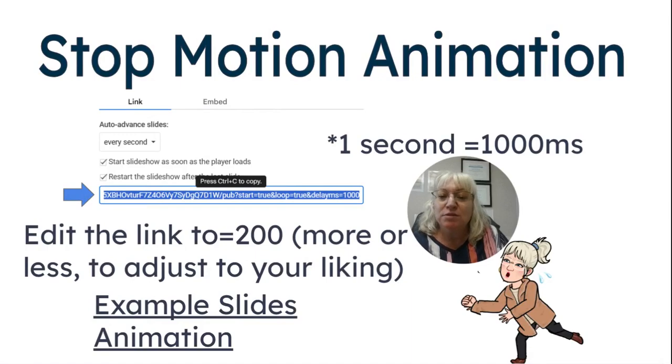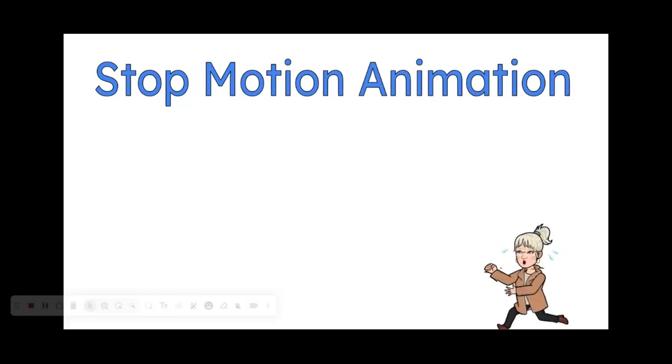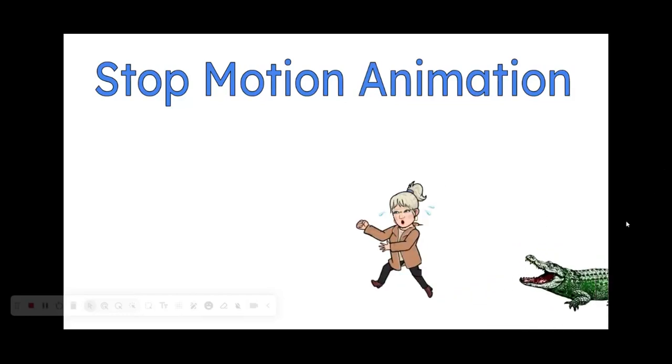The link isn't posted anywhere until you have put it someplace. So in this case, I'm only embedding it here on my slides. I'm going to edit my link, and instead of it saying 1000 milliseconds, I'm going to change that 1000 to 200, more or less, to make it play even faster so that it looks like a cartoon. You can see how my animation turned out.